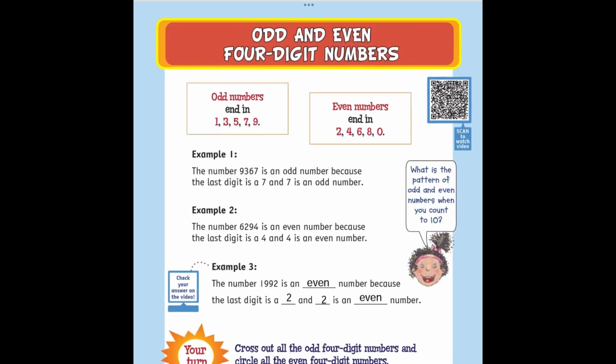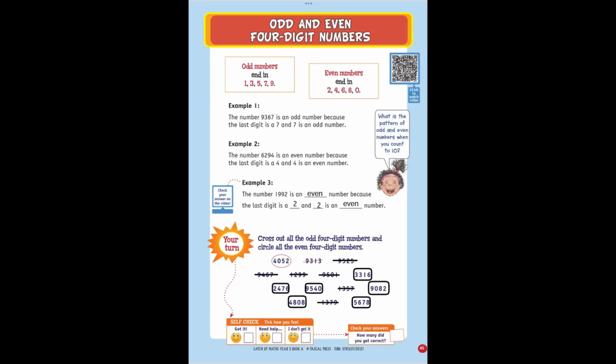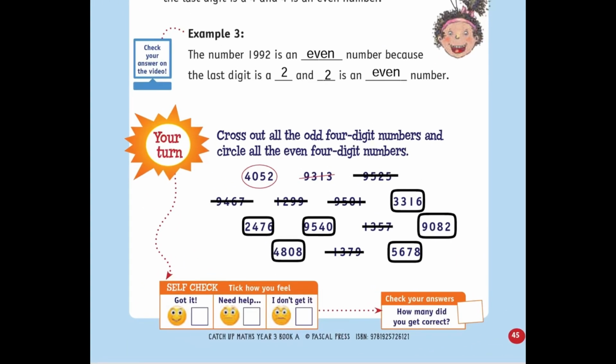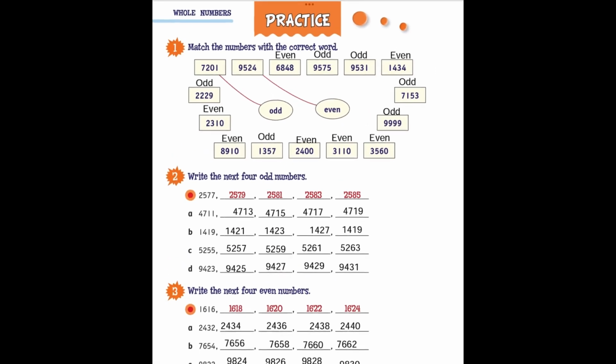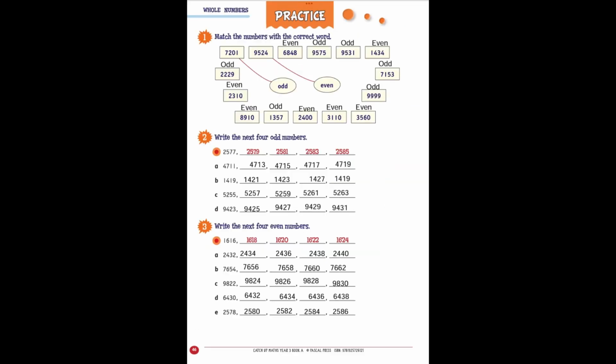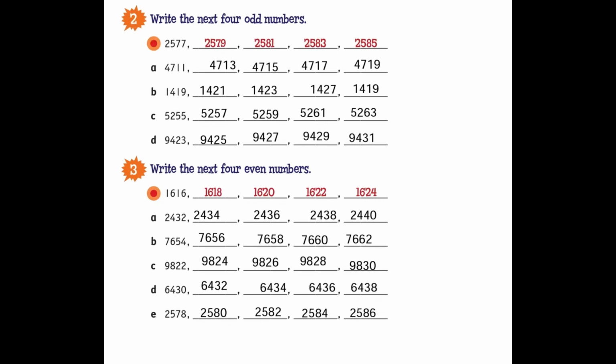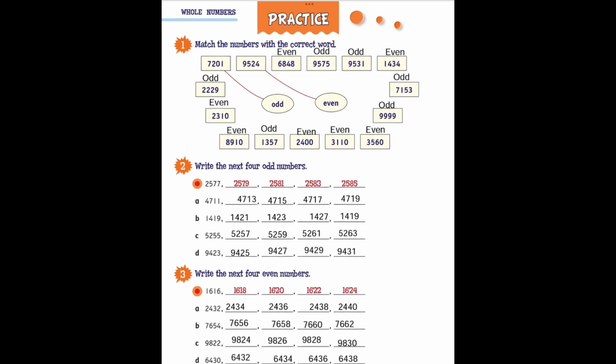I practiced identifying odd and even 4-digit numbers. Odd numbers are numbers that end in 1, 3, 5, 7, and 9. Even numbers are numbers that end in 2, 4, 6, 8, and 0. If you want to know whether a number is odd or even, you need to look at the last digit, which is the digit in the ones place. Then you need to decide whether it is an odd or even number.